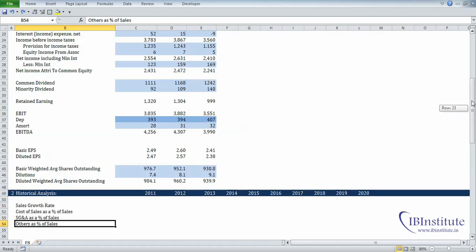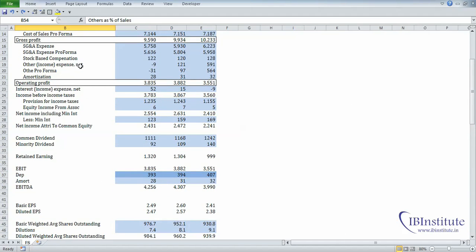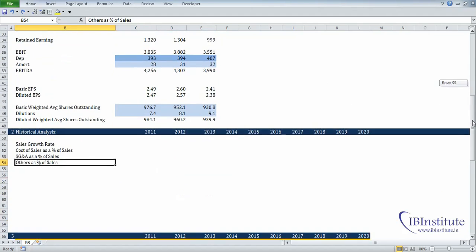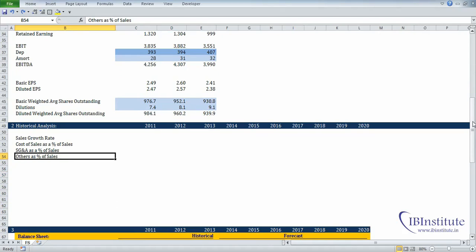After other expense we have stock based compensation. Stock based compensation is generally forecasted as a percentage of sales only, but there are alternative ways also. Stock based compensation is an item which comes in the income statement because of employee stock option plans. So stock based compensation should be calculated based on employee stock option plans, but that will be a very tedious calculation to do in financial modeling.